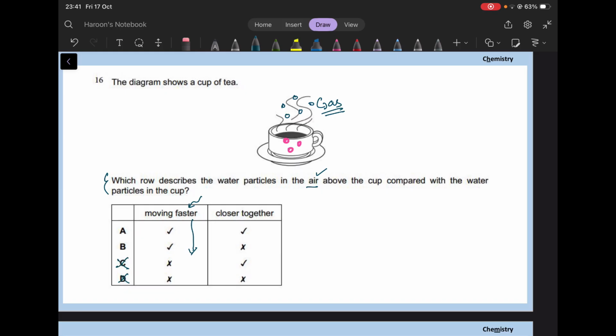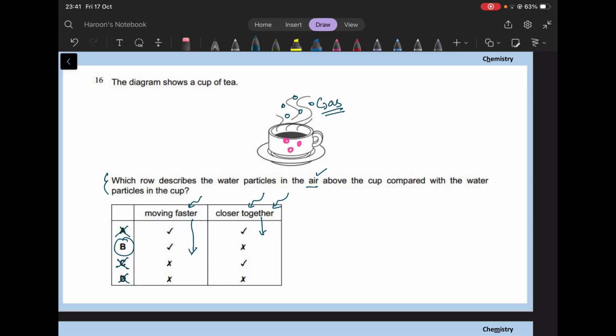Now, in reference to gas particles, of course, are they closer together? Gas particles are actually furthest apart for all our three states of matter. So they are not close together. There should be a cross in this column. Liquid particles are closer together, right? So you need to read this in terms of gas particles. Are they closer together? Not really. So we should have a cross over here. So you can see that makes B the correct answer.